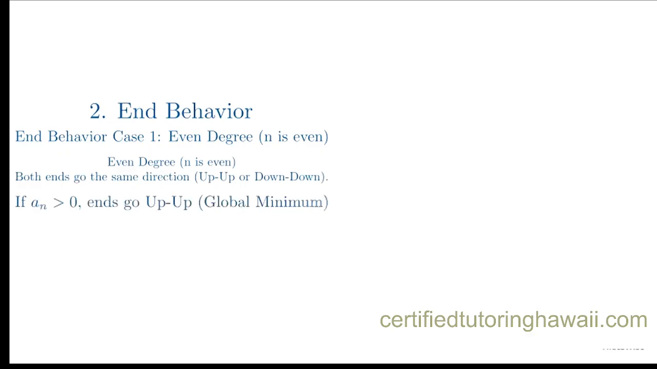If the leading coefficient is positive, both ends go up. The function has a global minimum, a lowest point it never goes below. Think of a parabola, which is a degree 2 polynomial with a positive leading coefficient. It opens upwards and has a lowest point, a global minimum. This graph illustrates a global minimum at the bottom of the parabola.